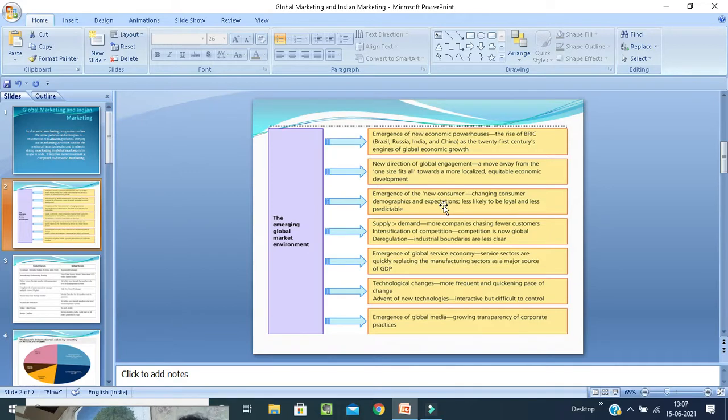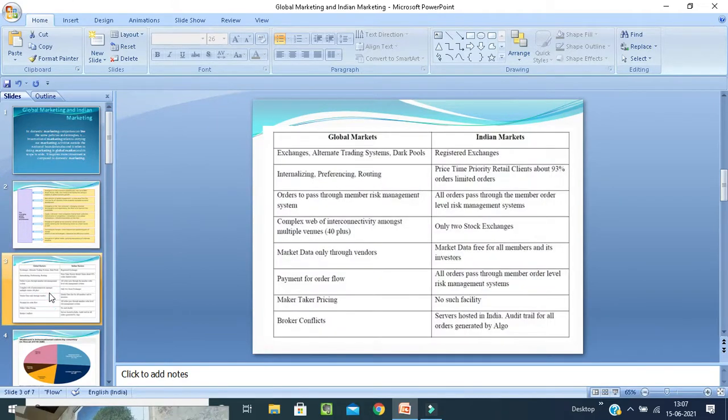Not only that, if you see on the screen, you may see the main differences between the two, exchange and alternative. Everything is explained clearly and properly.